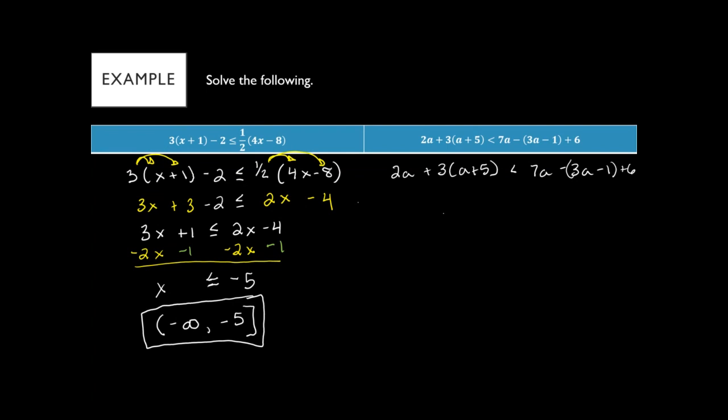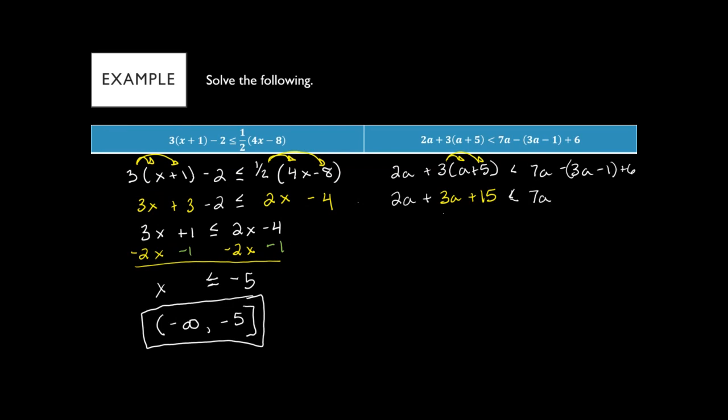So we need to simplify the left and the right side. On the left, I'm going to be distributing the 3, which is 3 times a, which is 3a, and then 3 times 5 is 15. So I need to bring down my 2a, then I get plus 3a plus 15. The less than symbol, and then I have 7a.